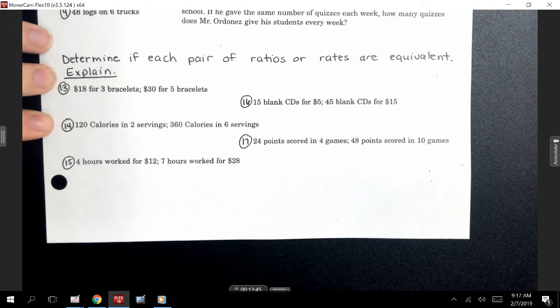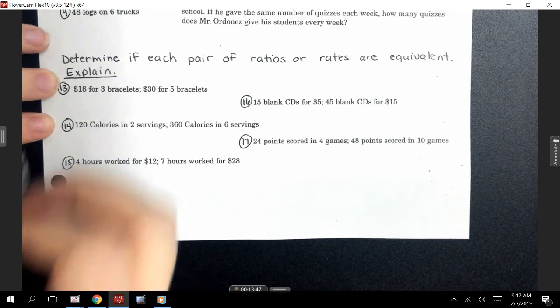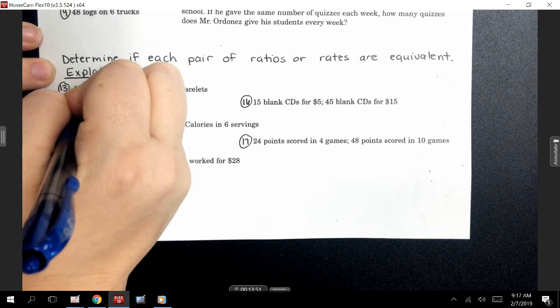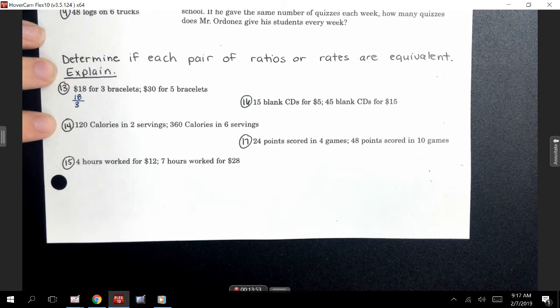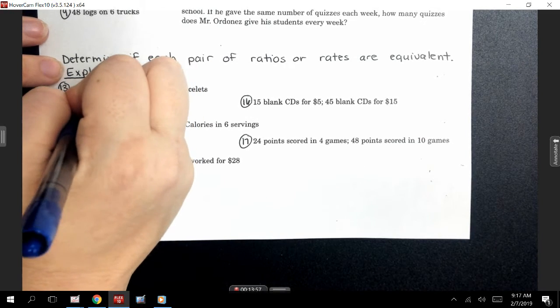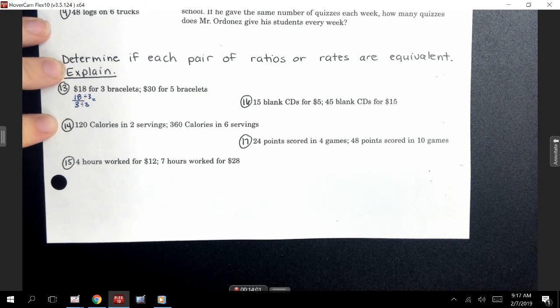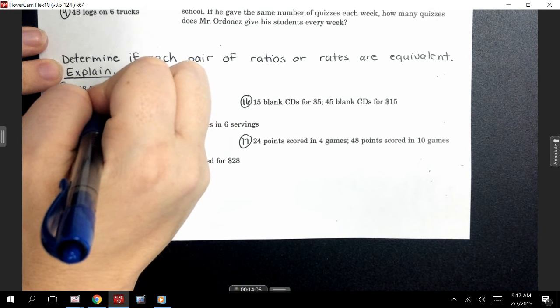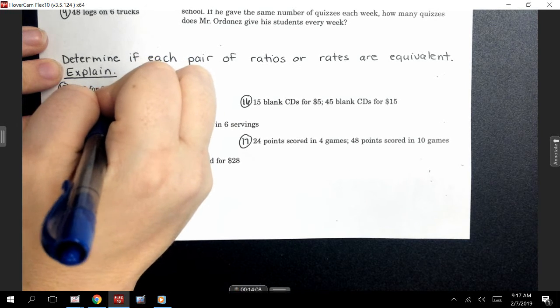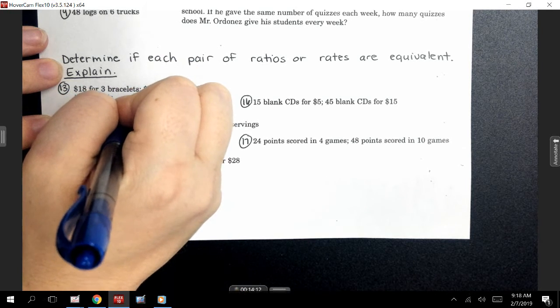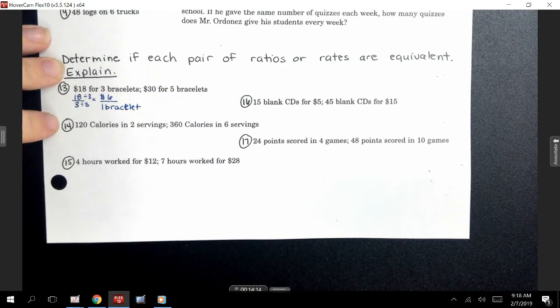All right. So I'm going to start off with number 13. What's my first ratio going to look like, Tanner? 18 over 3. And we want to change that to a unit rate. So to change it to a unit rate, what am I going to do, Dalton? Divide by 3. What is my answer going to look like for that first one? Emma? And what needs to go with the 6? Perfect. And with the 1? Bracelet. Perfect. So I get $6, 1 bracelet.